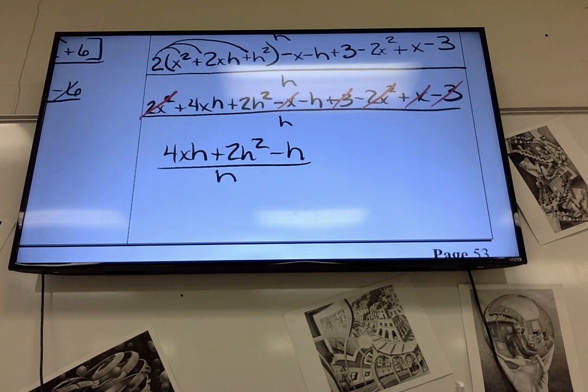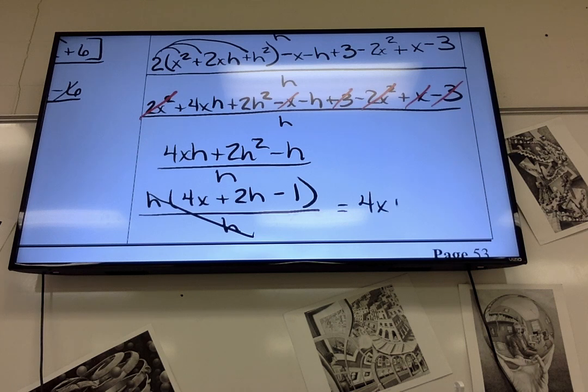Now, in order to cancel, I have to have multiplication. So that means I have to factor on top. What do they all have in common? What can I factor out? H. Leaving me with 4x plus 2h minus 1, because h divided by h is 1. Now the h's will cancel. And you get 4x plus 2h minus 1.